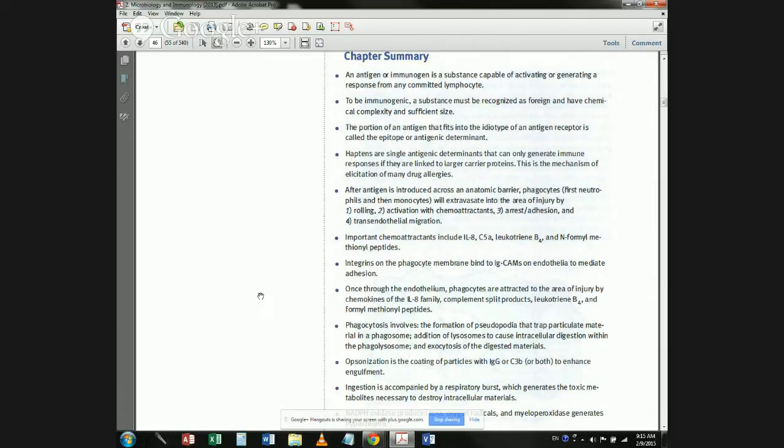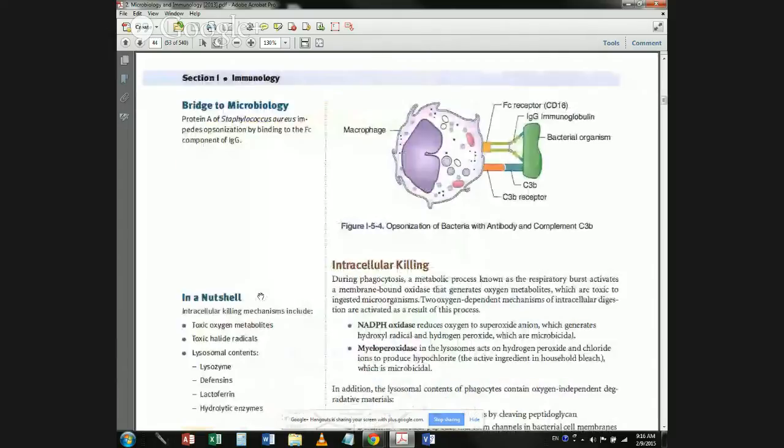The portion of an antigen that fits into the idiotype of an antigen receptor is called the epitope or antigenic determinant, except when they're very, very small epitopes. Haptens are single antigenic determinants that can only generate immune responses if they are linked to larger carrier proteins. This is the mechanism of the elicitation of many drug allergies, such as penicillin, sulfa drugs, and a whole bunch of other drugs. I just want to review those real quick.